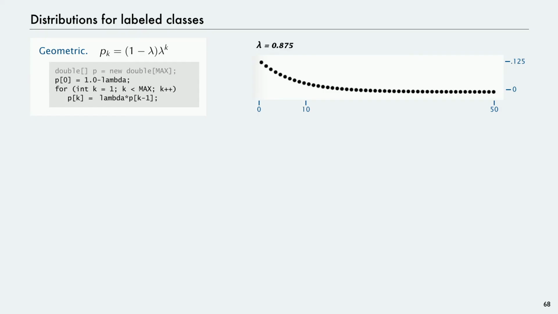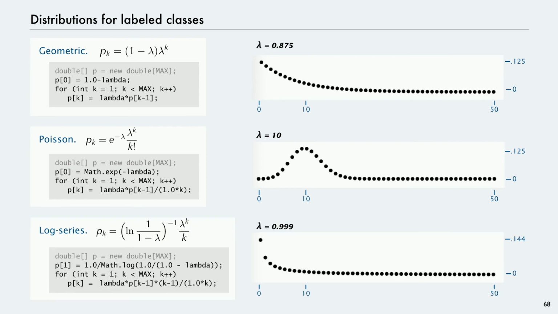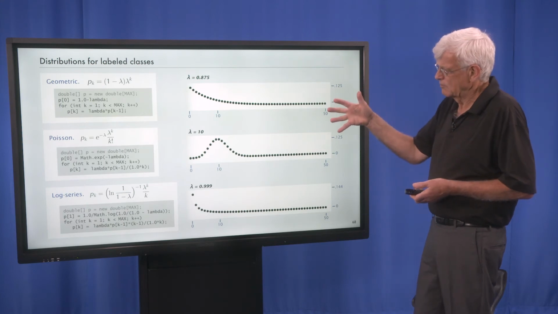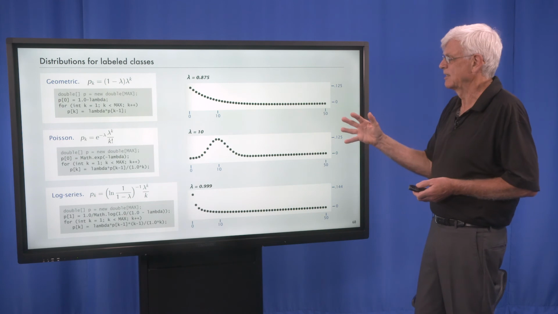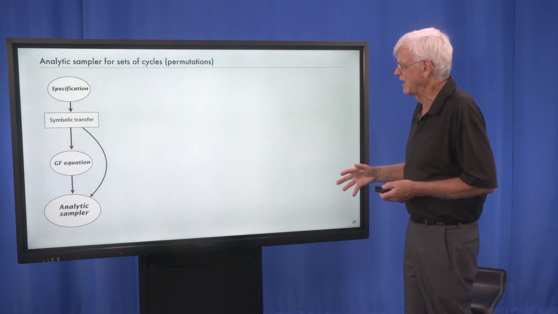So here are these distributions for labeled classes showing how to compute them. They're easy to compute iteratively, and they're classical. And all of these are power series distributions. And really easy to apply to build analytic samplers for labeled classes.